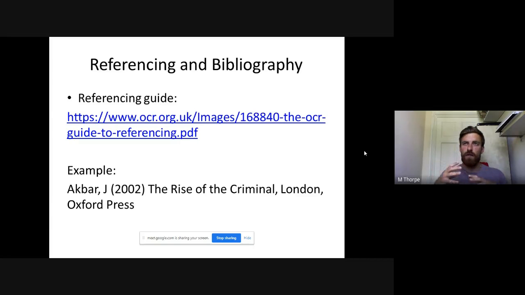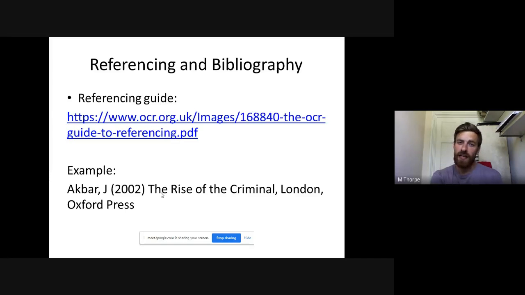Okay, so if you rephrase certain things, or if you use a certain author's ideas and work, you've got to put a little reference in there to show where you got it from. Okay, and there's an example of that below where it says the surname, the first initial or the first name, the year it was published, the title of the book, where it was published, and the publication company.